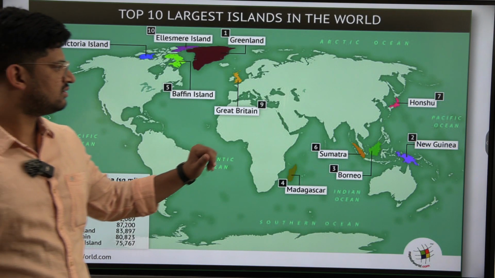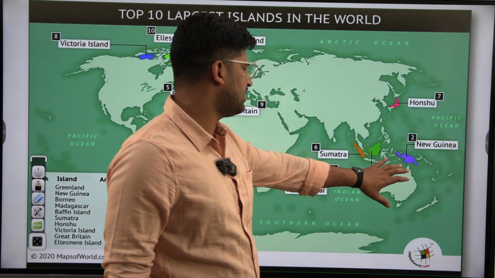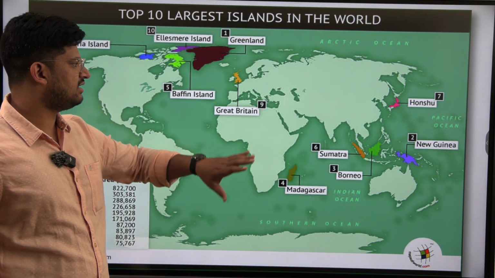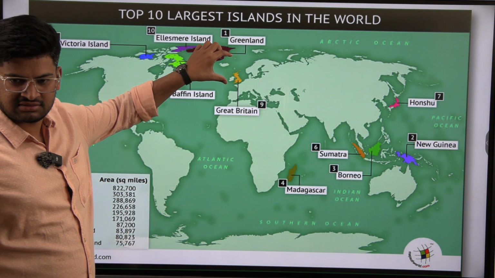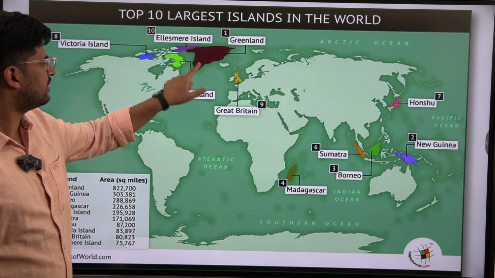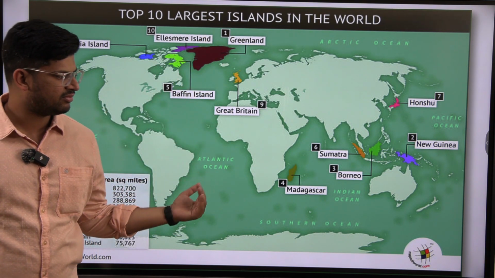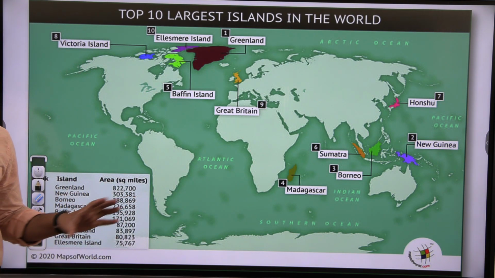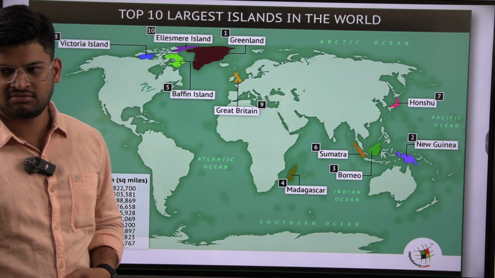You can see here the Australian island, Sumatran island, Madagascar island, even Great Britain, which includes England and Wales, is also an island. Greenland. Okay, these are some of the important islands of the world. You know what is an island, and these are important islands. Okay.